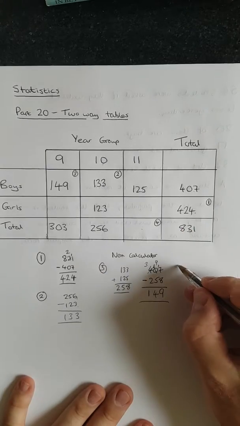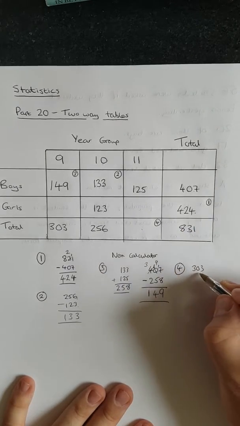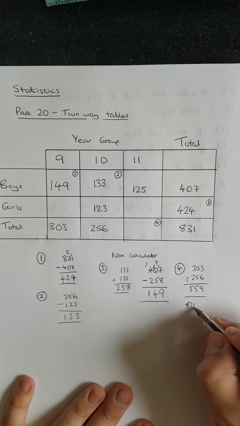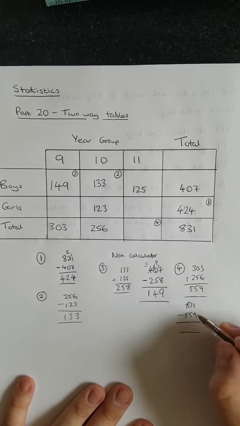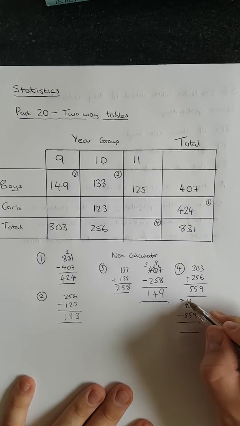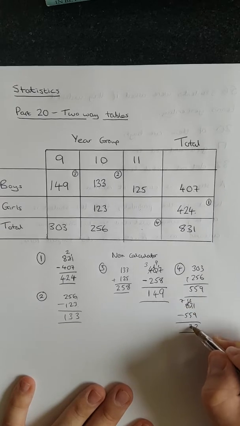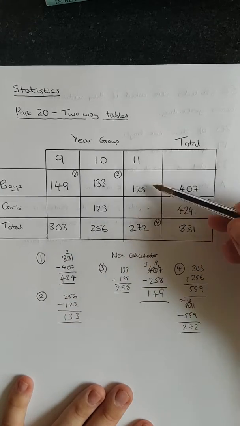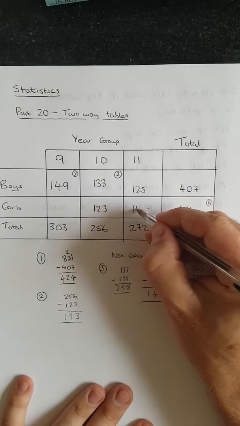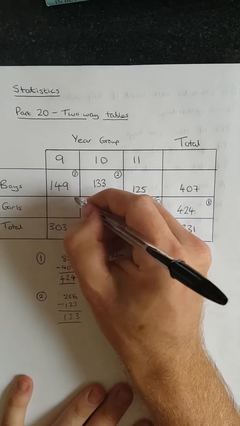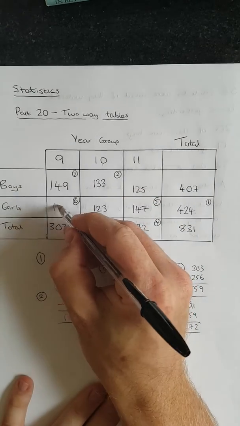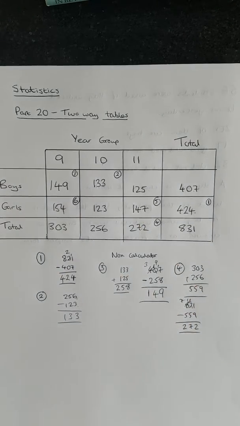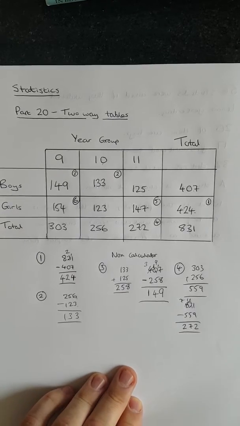I'll do this one here quickly because I feel like now hopefully you're getting the feel for the adding and subtracting. Now here is the total, take away this. And here is the total, take away this. So that's how you complete a basic two-way table. Pause now if you want to make any notes.